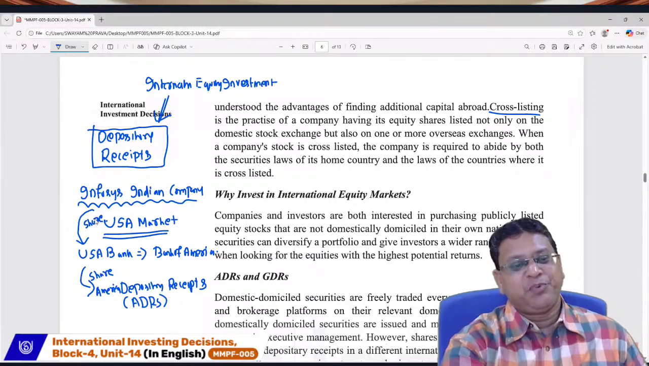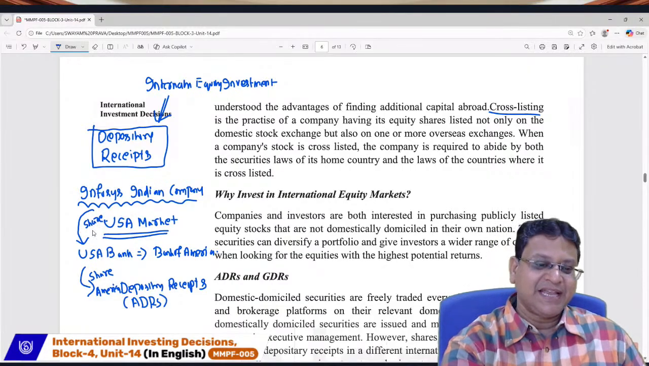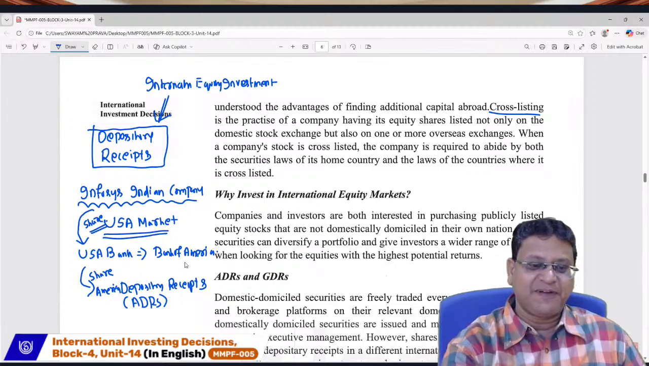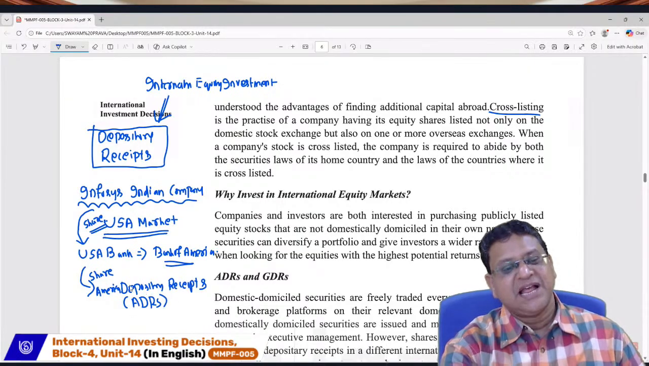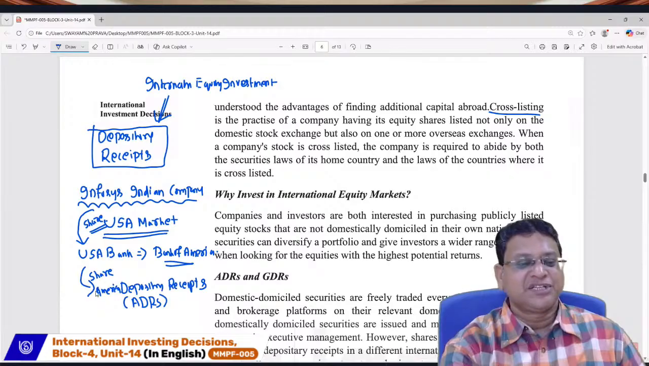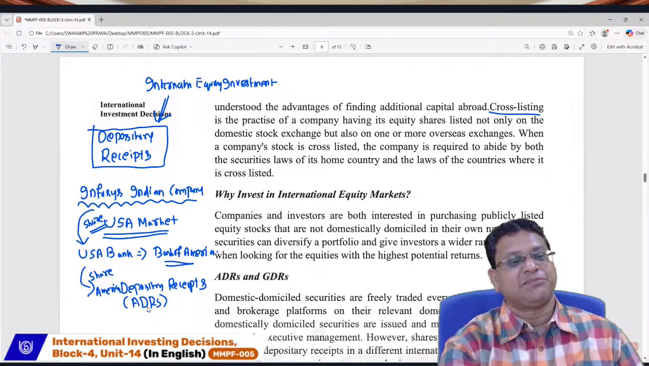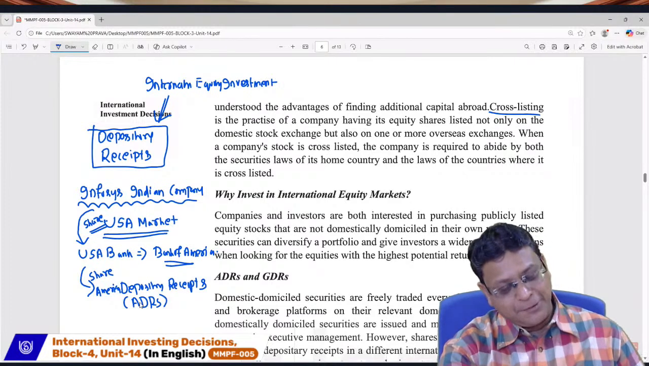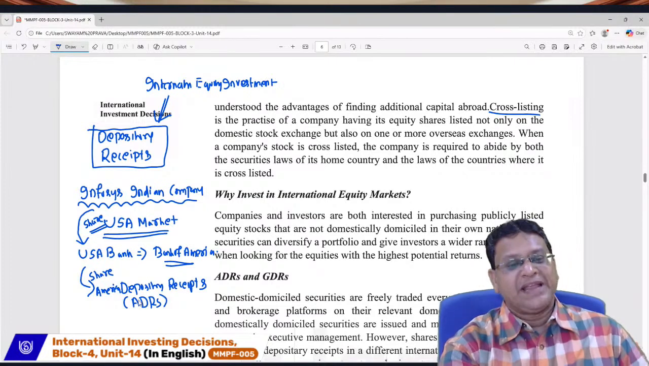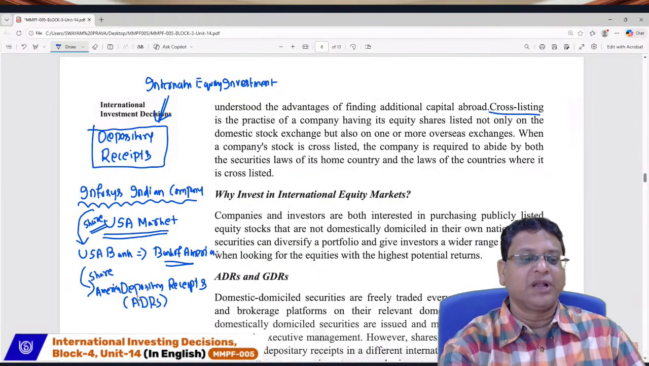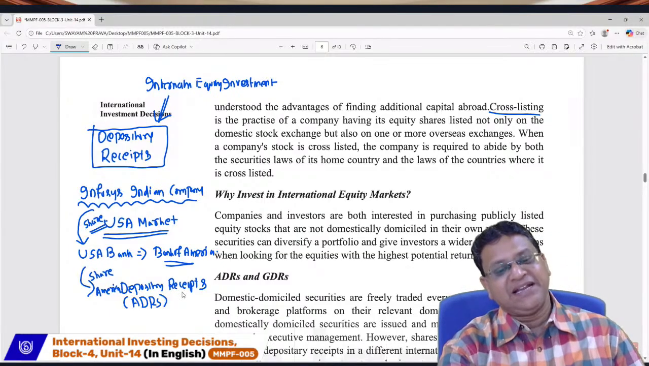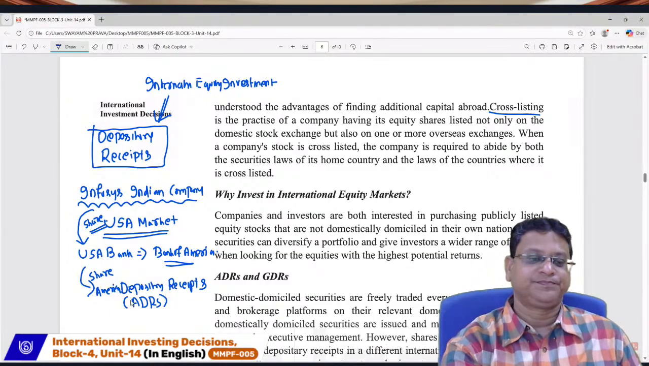Now please see, Infosys issues Indian shares to a US-based financial institution, Bank of America. Bank of America converts these shares into depository receipts, and these depository receipts are issued in the USA market. Therefore, they are known as American depository receipts. So if a non-American company wants to raise equity capital in the US market, they have to go for the ADR route.